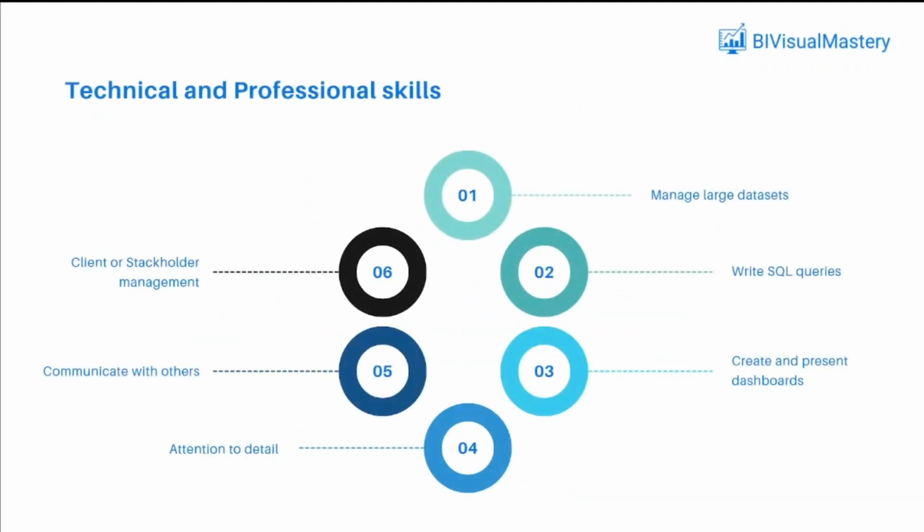Now let's see the technical and professional skills required for business intelligence. Some of the technical skills include managing large data sets. When you work in business intelligence, you have to work with a large amount of data. The next one is to write SQL queries and create and present dashboards in front of stakeholders. Professional skills required for business intelligence include attention to detail and communicating with others.